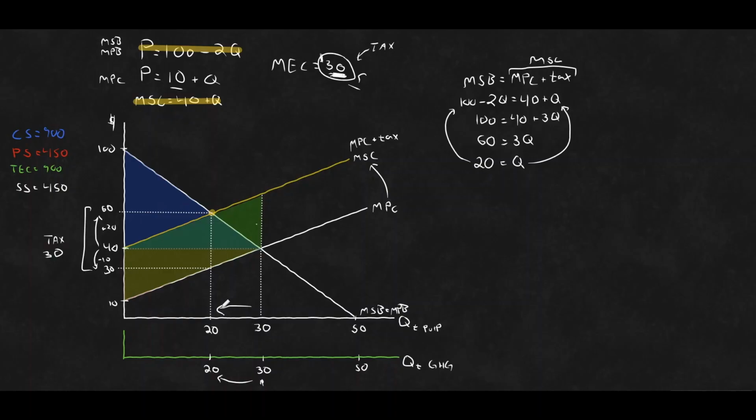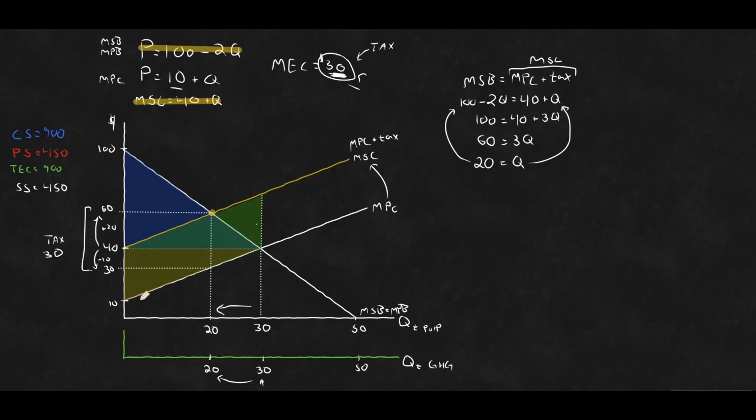In this case, we see that the tax incidence, that is the tax burden, falls on the consumer. They are paying the majority of this tax. They're paying 20 out of the $30, where the producer is only paying 10 out of the $30.